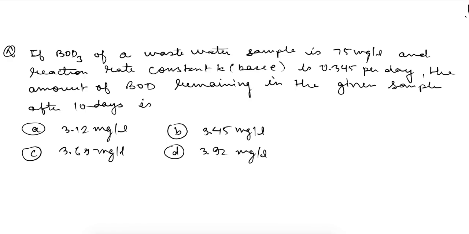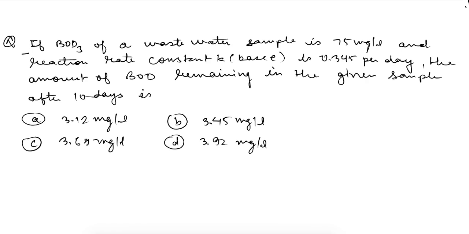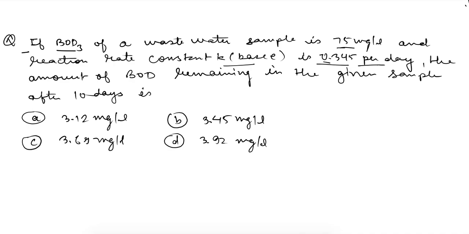The next question says: if BOD3, that is for 3 days, of a wastewater sample is 75 milligram per liter. Here the temperature should also be given, but it is not, so let's say it is the standard temperature. BOD3 and the reaction rate constant are given for the same temperature because nothing is mentioned about temperature. Now we have to find out the amount of BOD remaining in the given sample after 10 days.